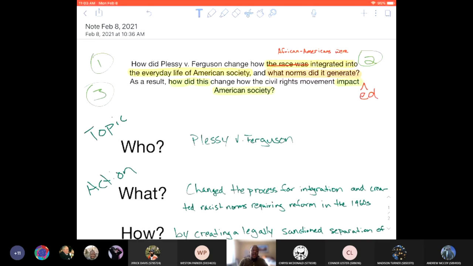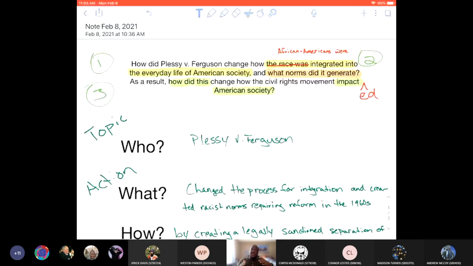The who is your topic. The what is what that topic did, what that action was. Again, Plessy v. Ferguson changed the process for integration. You're always talking about your topic doing some action in this case. And then how they did that, how that happened. You can also, if you need to be more specific, add a where, which I did, the Jim Crow South. And I added a when in talking about the reform in the 1960s.